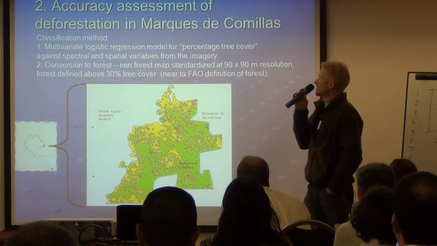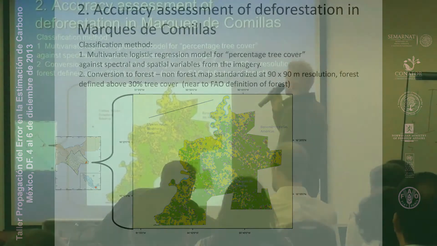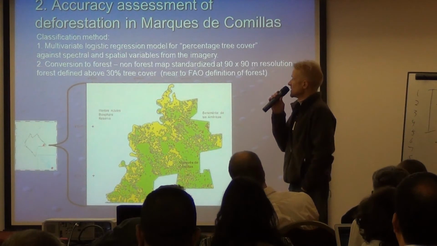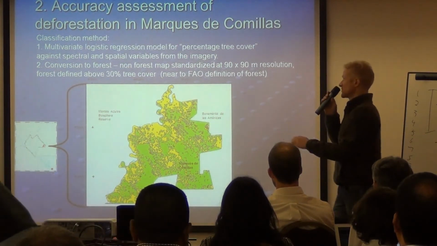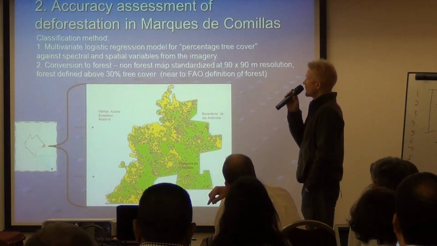The classification method was done using multivariate regression with spectral and spatial variables from the imagery in order to derive percentage tree cover, a little bit like the old approach that you mentioned, and then convert this continuous map into a forest non-forest map standardized at 90 by 90 meter resolution, using the FAO definition in order to classify forest versus non-forest, which is a tree coverage above 30%.